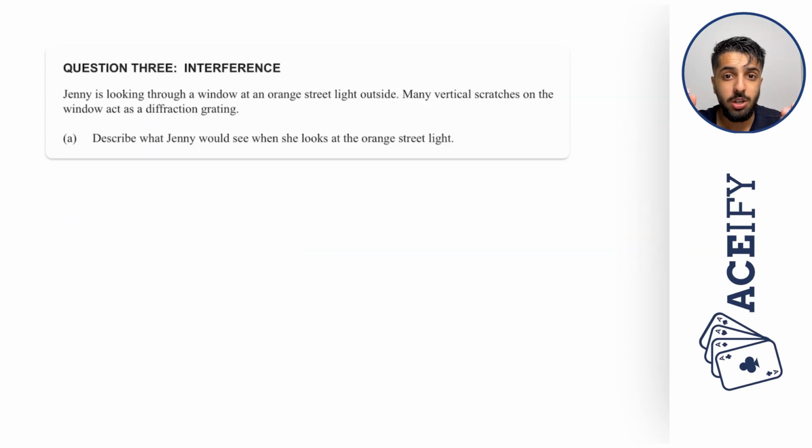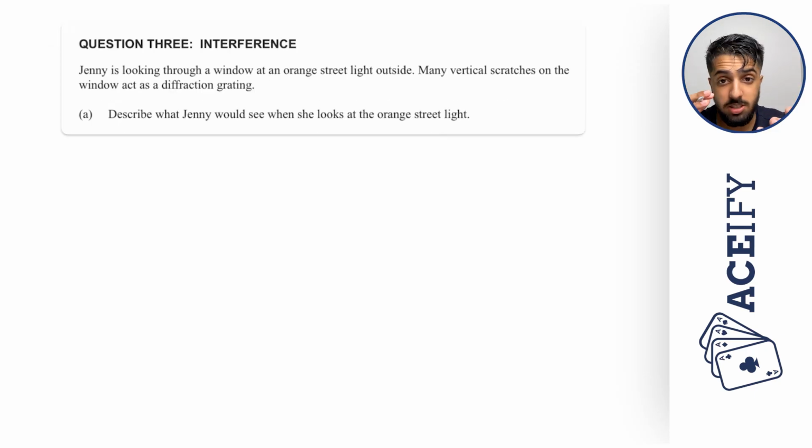Jenny is looking through a window at an orange streetlight outside. Many vertical scratches on the window act as a diffraction grating. Describe what Jenny would see when she's looking at the orange streetlight. Okay, so she would see an interference pattern. Apparently that's all you need to write. Just an interference pattern. You don't need to describe what the interference pattern will look like.